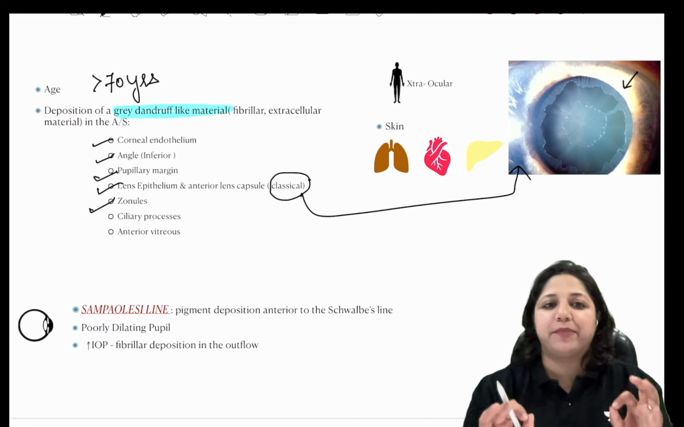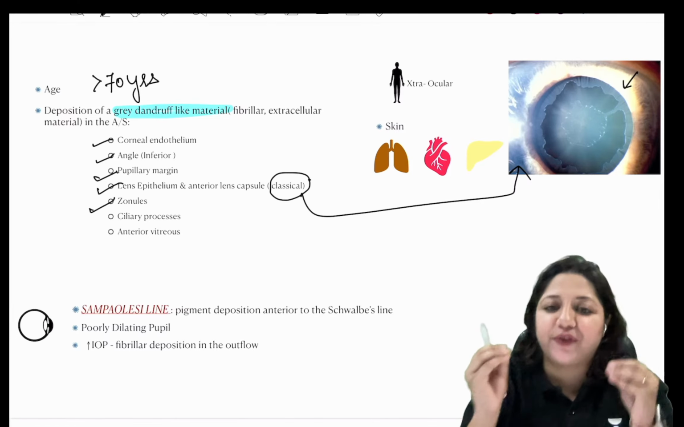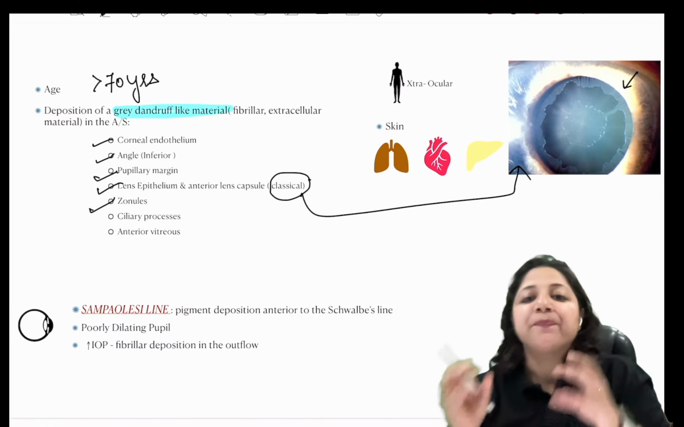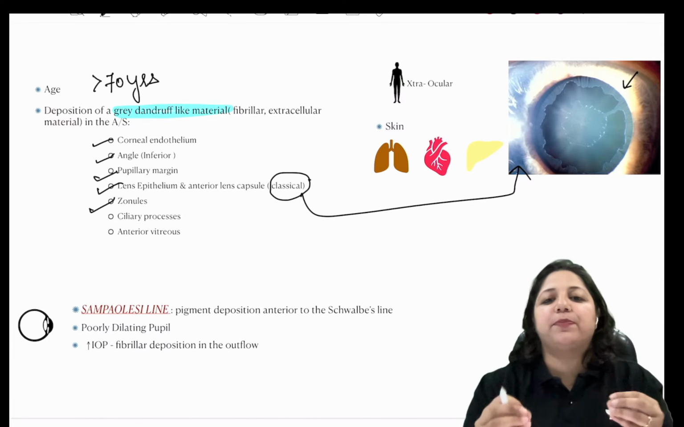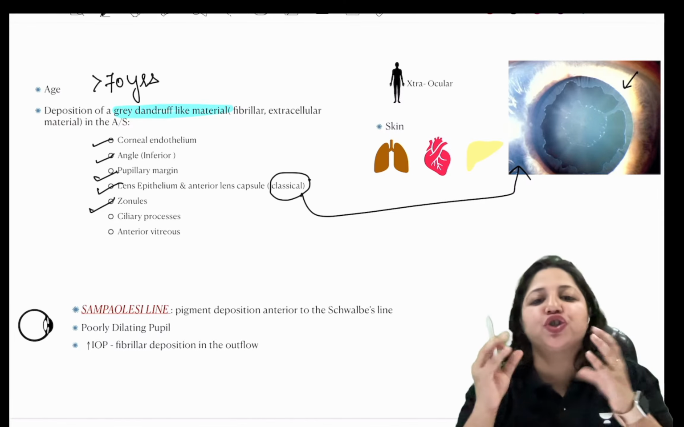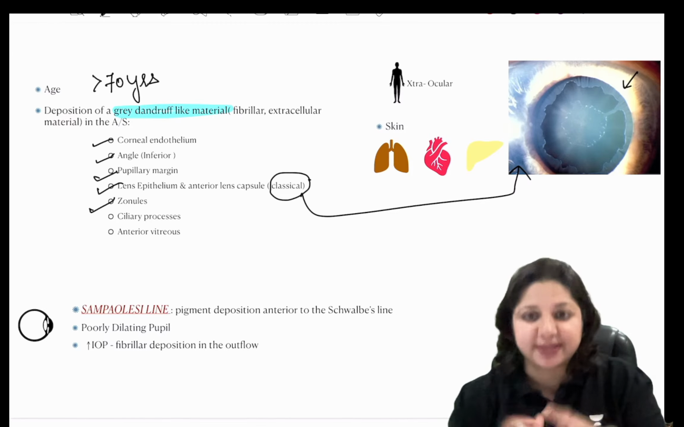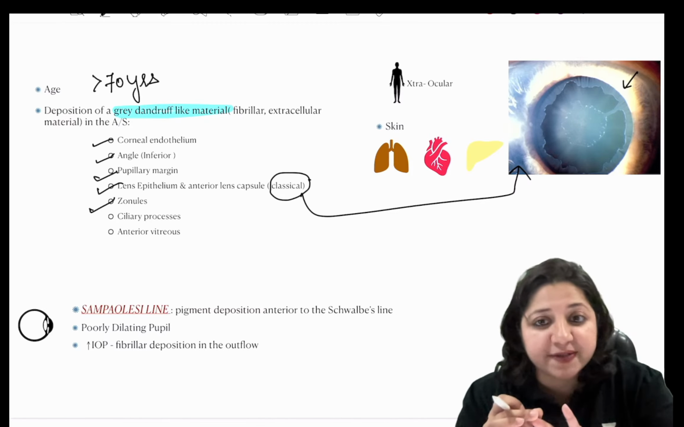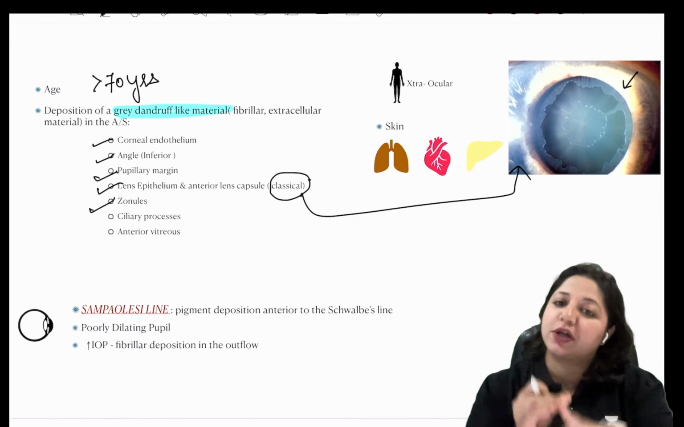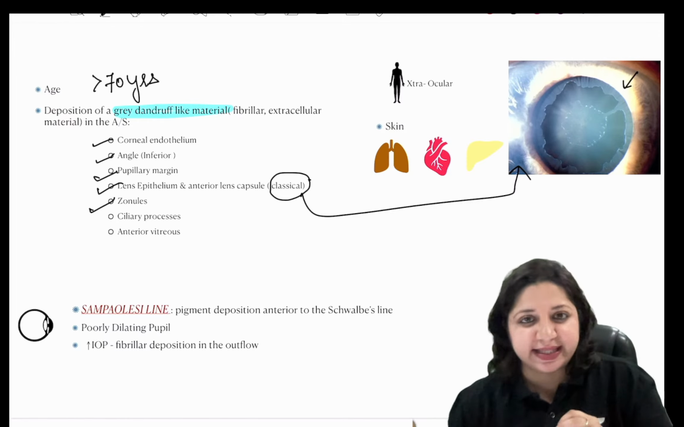So all you have to remember is there are these gray dandruff-like pseudo exfoliation deposits, material which is deposited on these structures. More than 70, most common cause of secondary open angle glaucoma and most common cause of acquired zonular insufficiency.